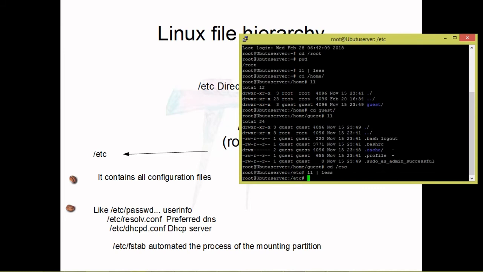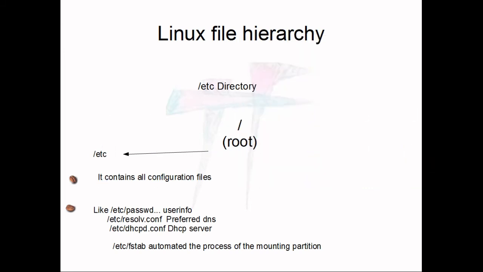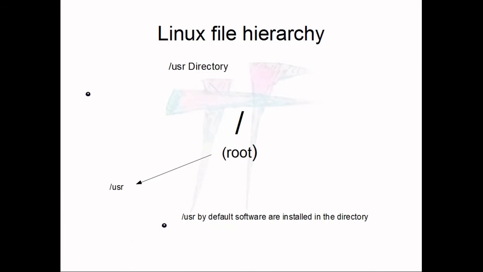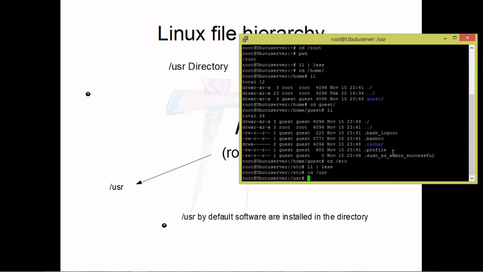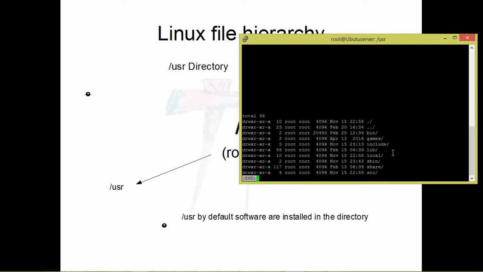Now I'll exit. We move to the next partition, that is usr. usr is where the default software is installed. It is installed by Linux by default, and all the software is stored under the usr directory. So this also we are now going to see. cd /usr, list out the directory. Here all the software is stored.